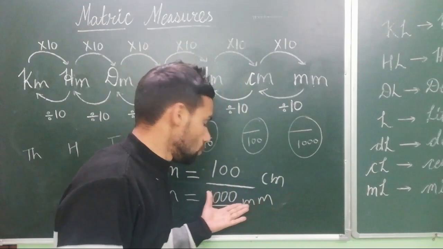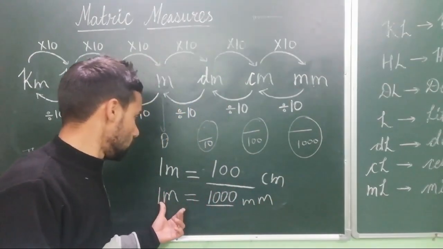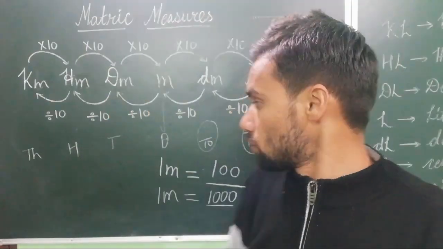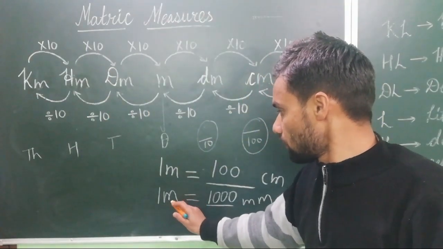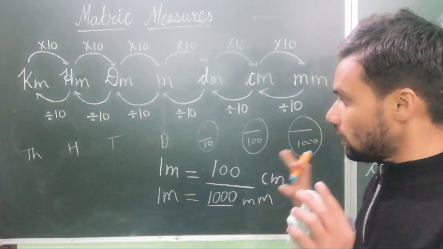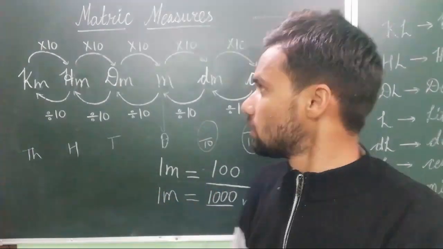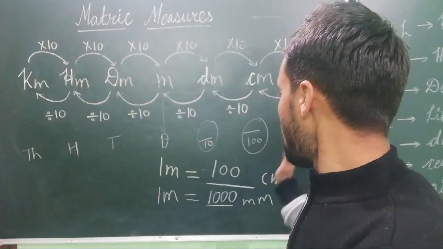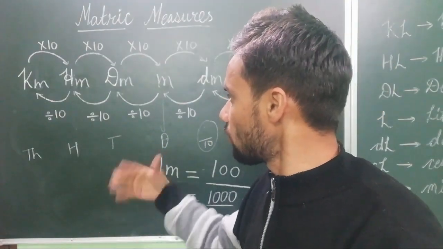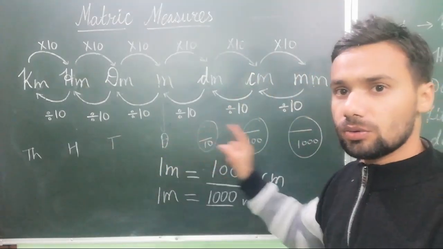Means here you should multiply by 1000. Okay, means 1 meter is equal to 1000 times of 1 millimeter. So 1 meter is very big as compared to this millimeter. Is it okay? Now next question is how to convert a large unit into smallest and smallest into large. So a large unit I convert into smallest here.